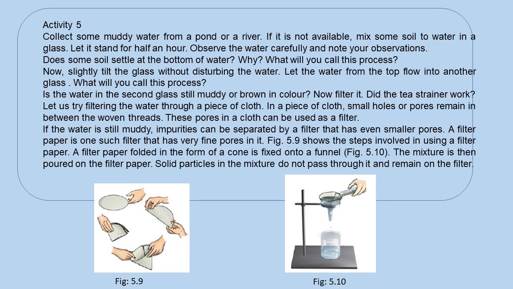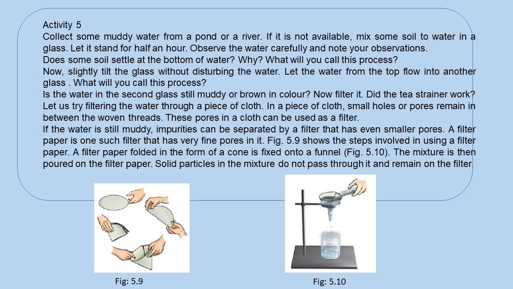Did the tea strainer work here? No. Sometimes a tea strainer has large pores. That's why a tea strainer is not used to remove very small impurities from water. Let us try filtering the water through a piece of cloth, a piece of fine cloth having very small holes or pores. In a piece of cloth, small holes or pores remain between the woven threads, and these pores can be used as a filter.